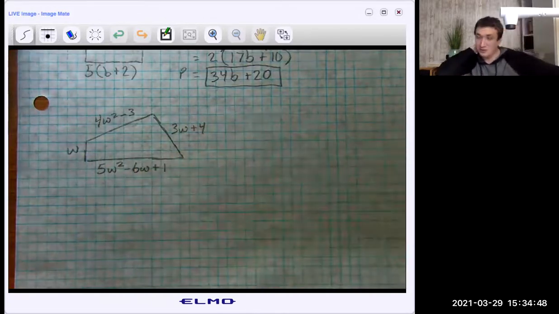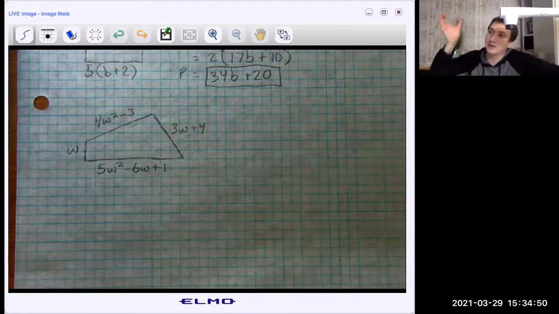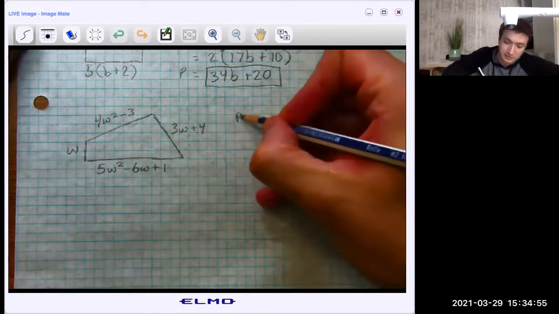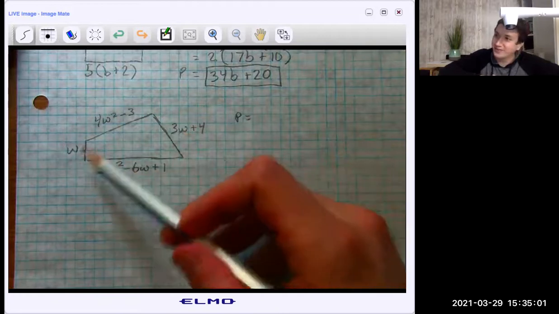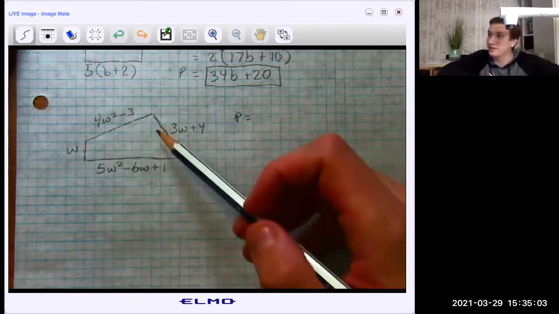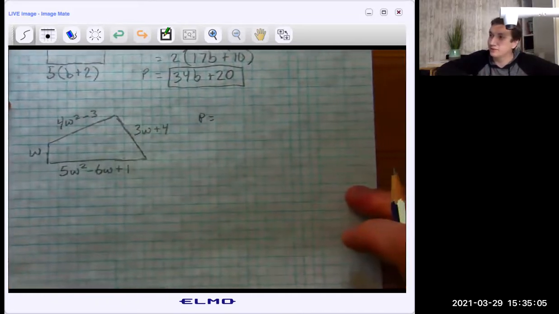So I'm giving you just these numbers. You're not quite sure where they come from, but here's the shape, here are the measurements. The question is, can we find the perimeter? You notice a common trend? Yes, you can find the perimeter. All we have to do is add together all the sides. It's like we were walking around the outside of the shape. So let me write that out.